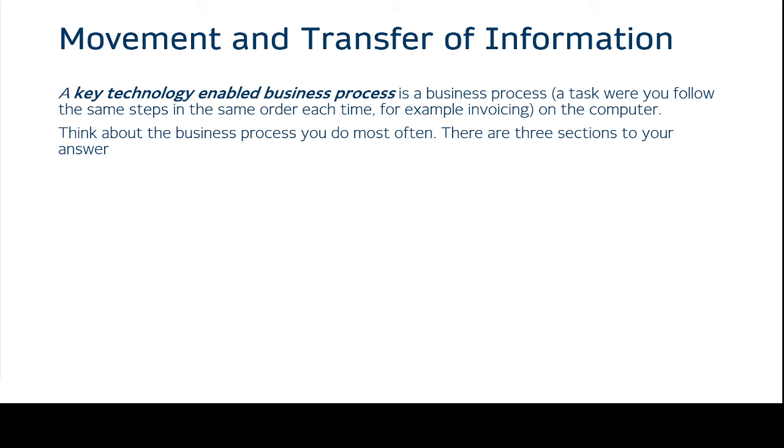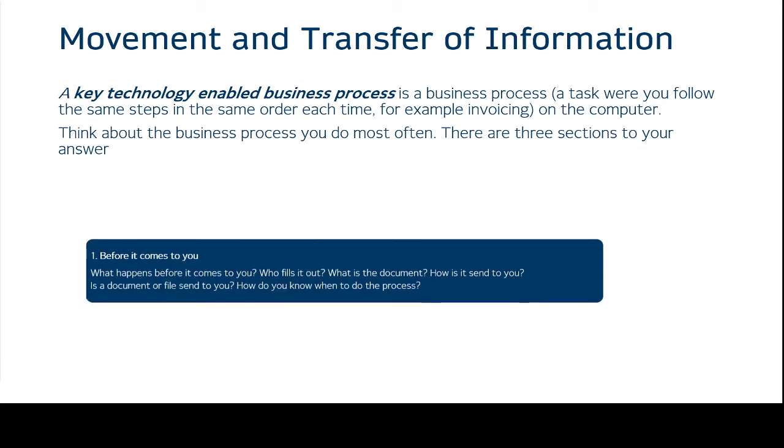So key technology, so we've discussed business process. Key technology enabled, everything you do as part of your role is key. It's essential, it's your job, it's important. If it wasn't important, you wouldn't be doing it. So that's what key means. And technology enabled simply means it's on the computer. So it's basically a business process which you do on the computer. So don't get too bogged down with that jargon. So think about a business process which you do most often. There's going to be 3 sections to your answer.